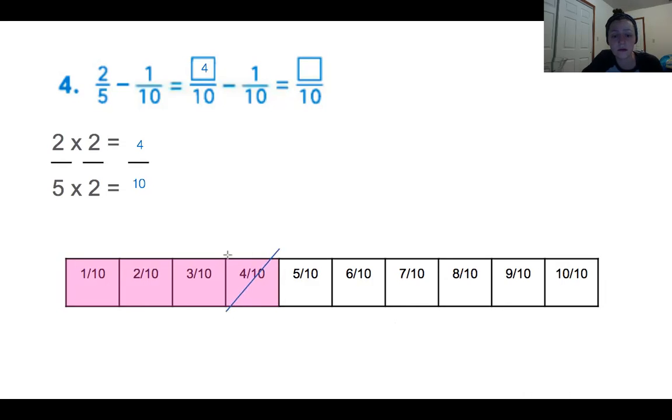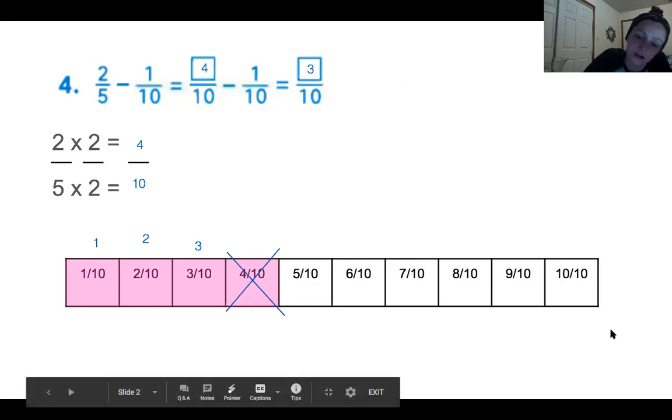Just draw an X through it. We're getting rid of it. We're not counting that. To find the answer, we have to count the number of shaded sections that we have left. So that would be 1, 2, 3. We have 3 shaded sections left. So my answer to 4/10 minus 1/10 is going to be 3/10. We can do that through simple subtraction like this, or as the instructions ask us here, we can also do it through a model.